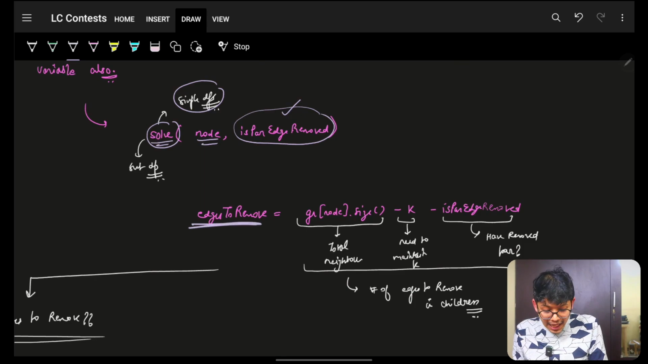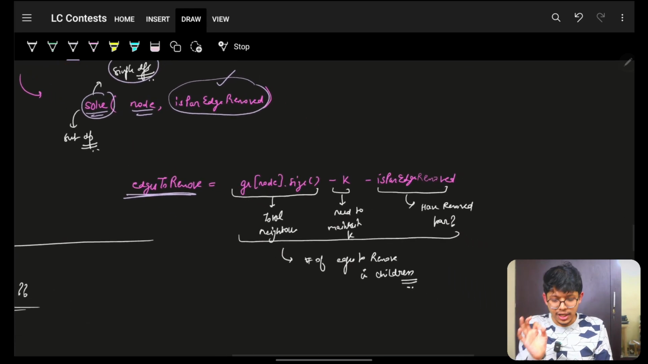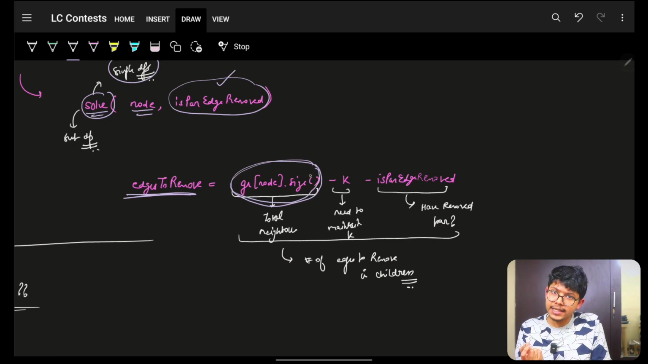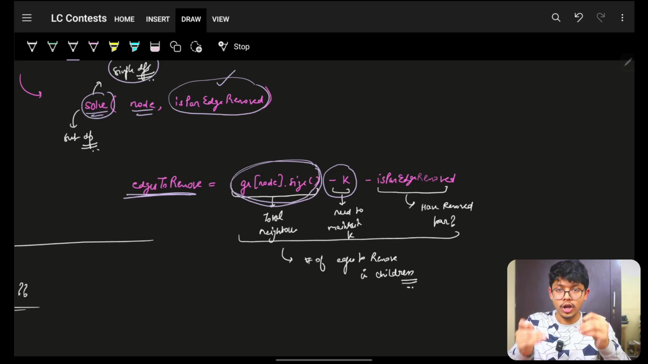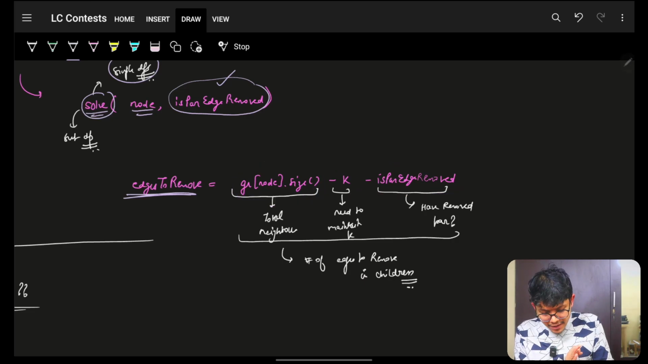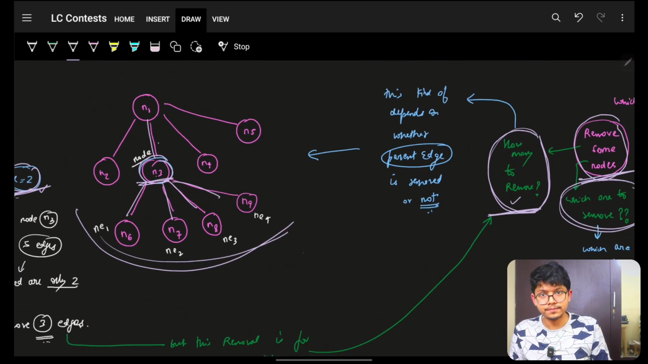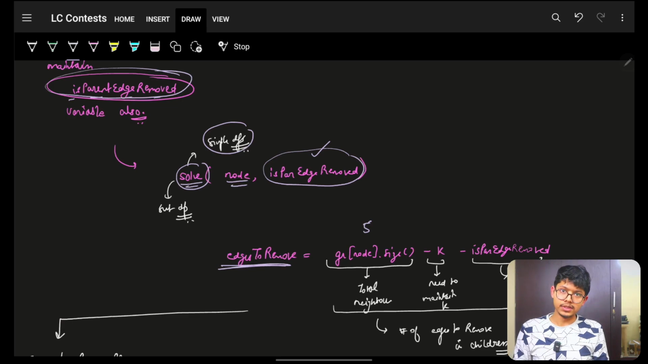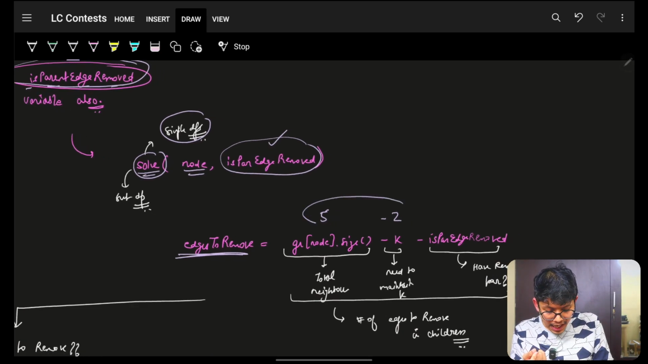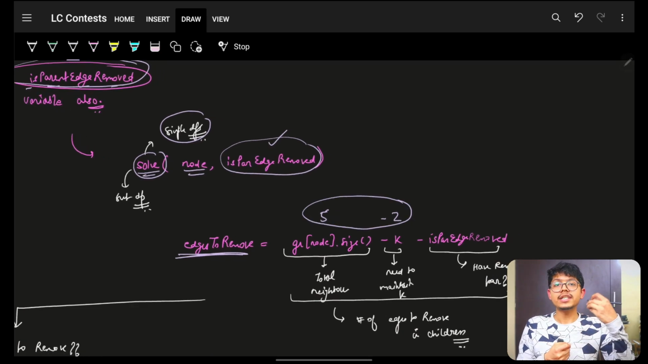Which means that actually the number of edges to remove will rely on, for a specific node, how many neighbors it had, obviously how many neighbors it needs to come to ultimately, and whether the parent is there or not. Which means that for this specific node, it had 5 as its neighbors. I want to come to 2. Which ultimately means that I should remove how many children? This will say remove 3 children.